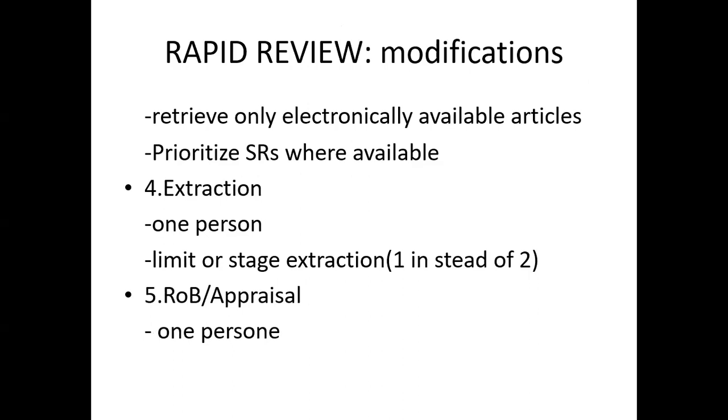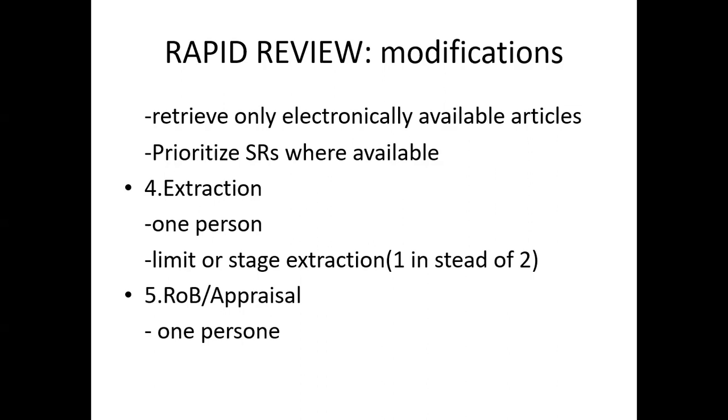You can just focus on electronic data available articles. Don't look for the gray literature. The priority is systematic reviews when available. But if you don't find systematic reviews, just get whatever article you can find. Then extraction of the data.